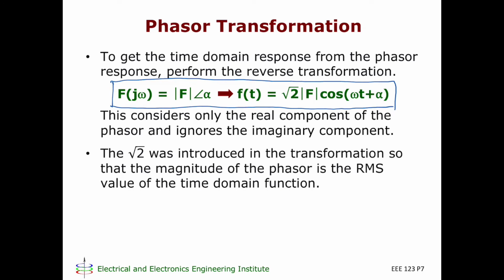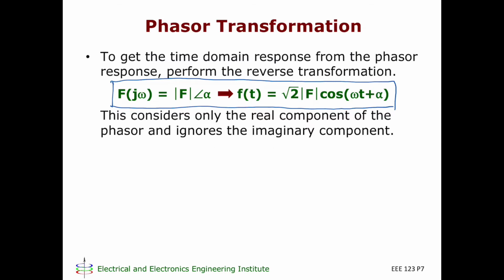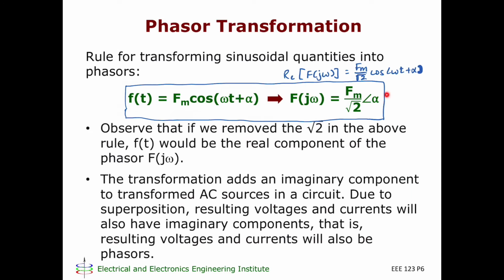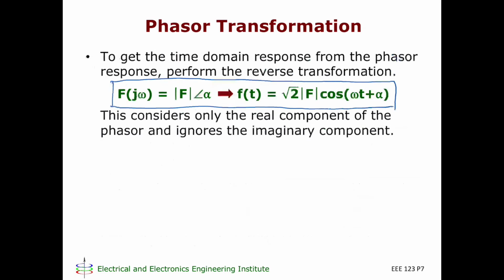The square root of 2 was introduced in the transformation so that the magnitude of the phasor is the RMS value of the time domain function. That's more apparent from here. If we take a look at the magnitude of the phasor, this is the RMS value of this time domain function. So that's why we introduced the square root of 2 in the first place. We wanted, when dealing with phasors, to be dealing with effective values or RMS values.